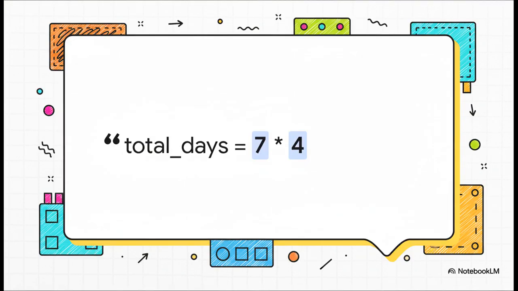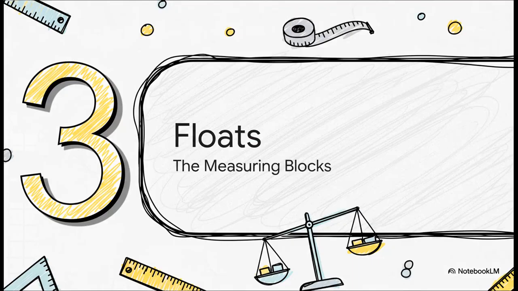So, let's circle back to our original problem. When the computer saw 5 plus 5 without any quotes, it immediately knew, aha, these are integer blocks. And for integers, the plus sign means do the math, just like you would to figure out that 7 times 4 gives you the total days. But what happens when you have numbers that aren't whole, numbers with decimal points? Well, for that, we need our third and final building block for today, floats.